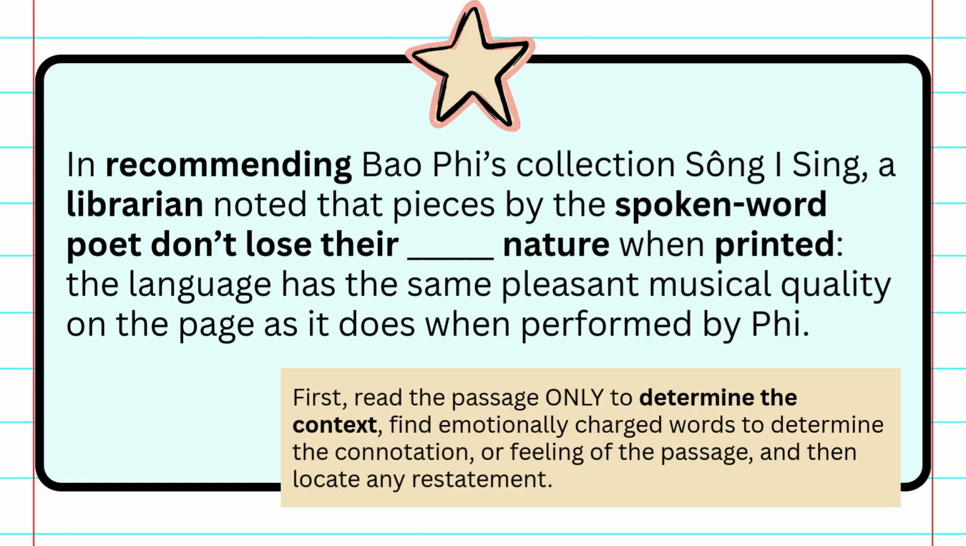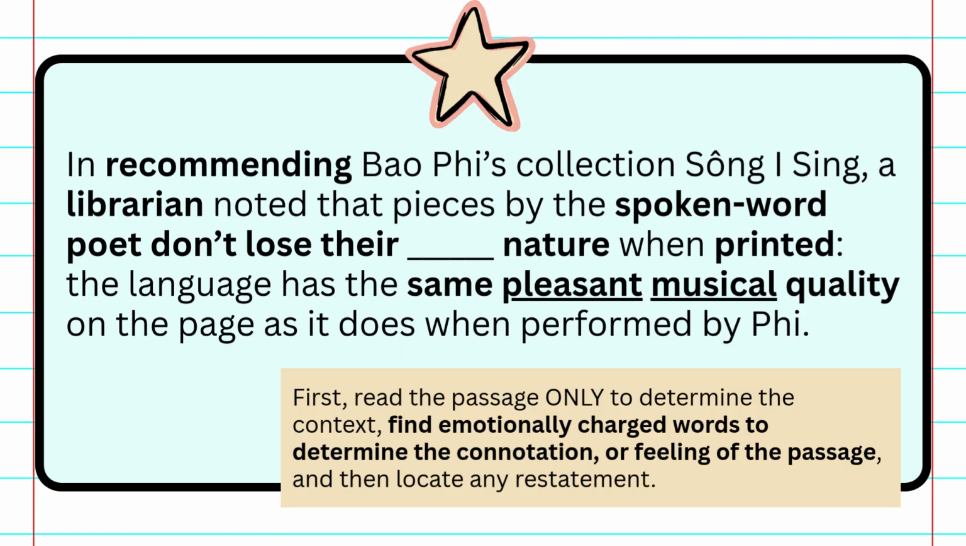First, I need to figure out the context. If I just ask, what is happening or being described, I can tell that this passage is about spoken word poetry that keeps its nature when it's printed. I also notice that a librarian is recommending this collection to others. The sentence suggests that even in print, the poems still keep a special quality.